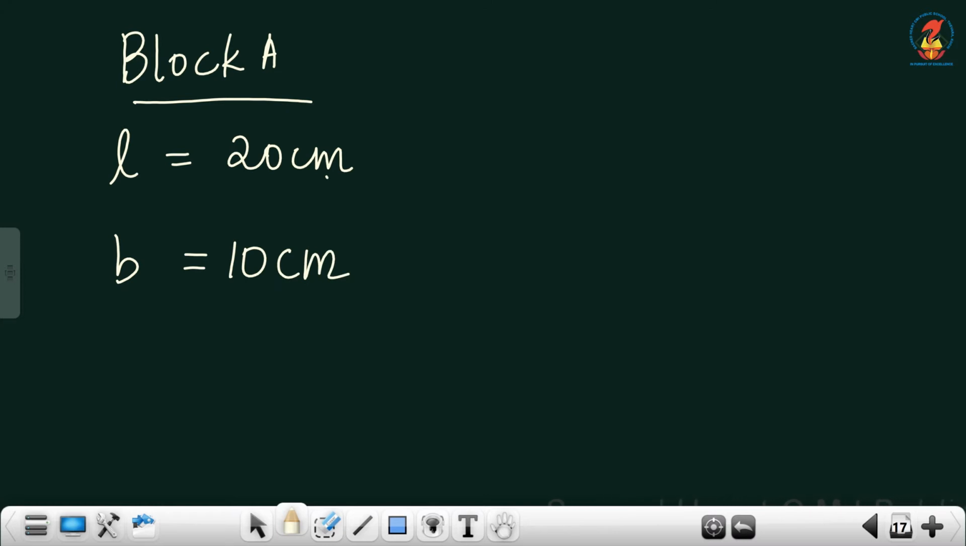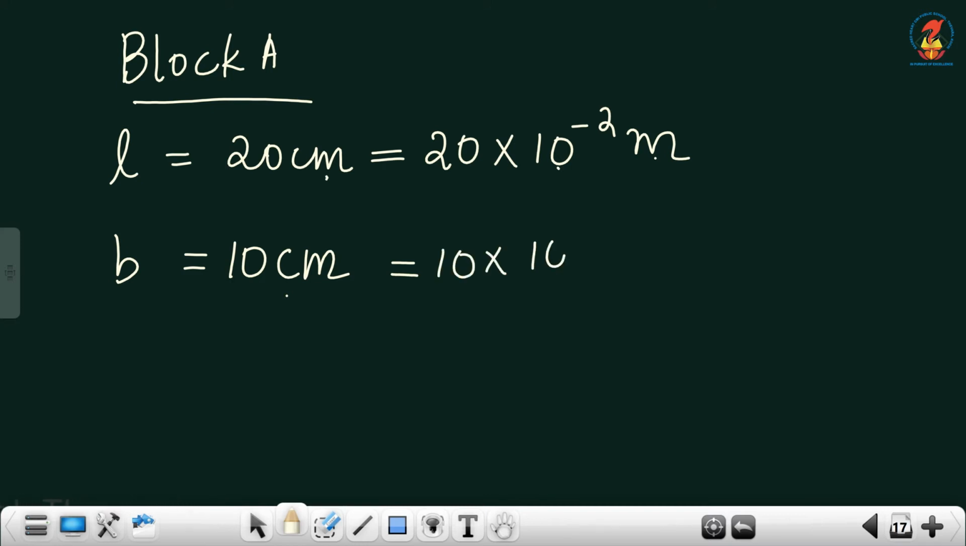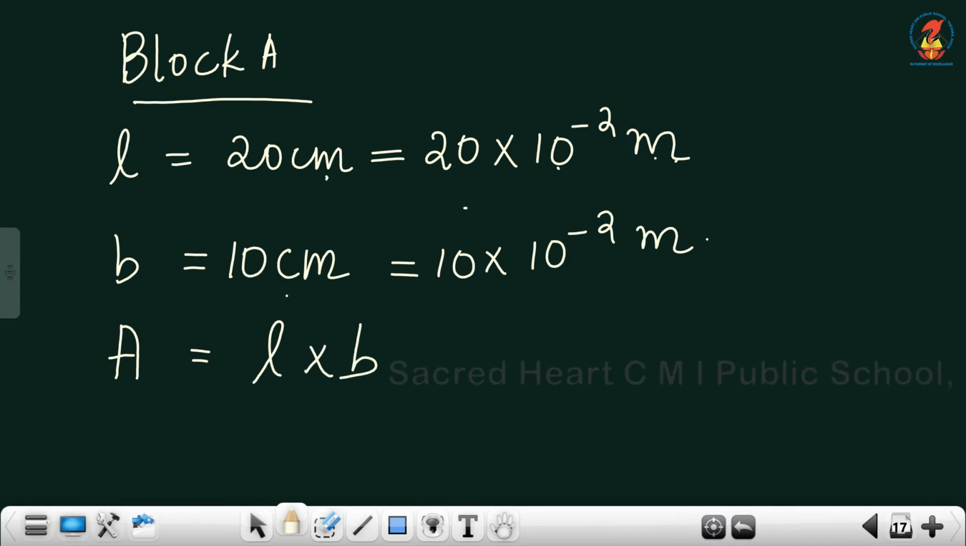And we know that the SI unit of length and breadth is meter. So, we need to convert centimeter into meters, that is 20 into 10 raised to minus 2 meters. To convert centimeter into meters, multiply with 10 raised to minus 2. Again, 10 centimeter, to convert into meters, multiply with 10 raised to minus 2. So, length is 20 into 10 raised to minus 2 meters and breadth is 10 into 10 raised to minus 2 meters. Now, what is the area of contact? It is L into B.